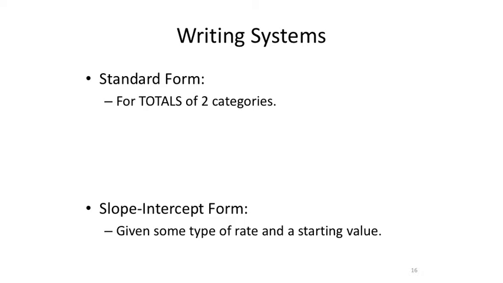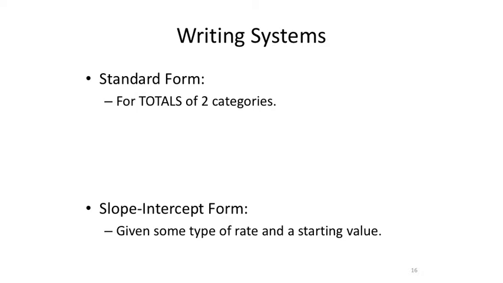And remember, that's the whole idea with slope-intercept. With word problems, the slope is the rate of change. The y-intercept is the starting value or initial value, okay? So, if they give us the rate of change and the starting value, we'll plan to write the equation in slope-intercept form. If they give us two totals, then we'll plan to write things in standard form, okay?